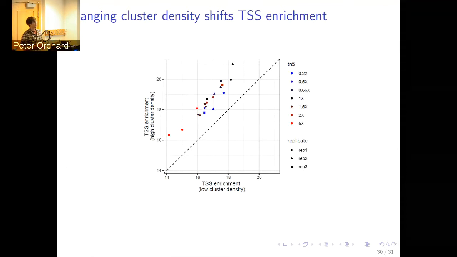So this is the same as the previous plot, except instead of showing median fragment length, it's showing TSS enrichment. You can see if you sequence at high cluster density, where you're selectively sequencing shorter fragments, the same exact library looks like it has higher TSS enrichment, a shift of, in some cases, 2 or more points.